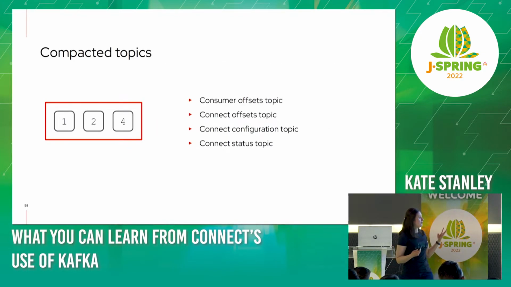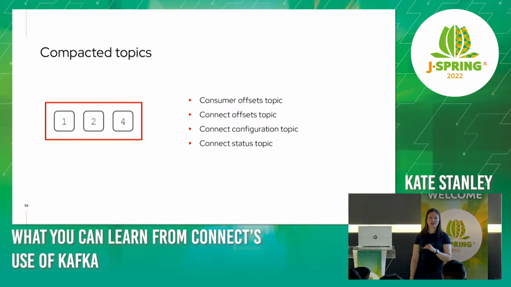So these are our 4 compacted topics that Connect uses. It's very worth being aware of these because if you run Connect multiple times, you'll have to clean these up between runs because the data's persisted. But why use compacted topics? Why is that useful for this sort of data?